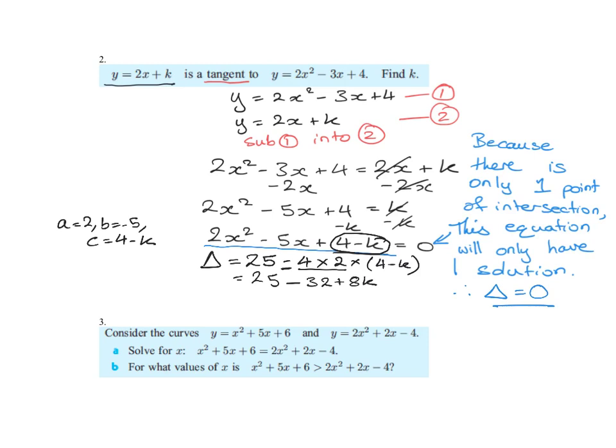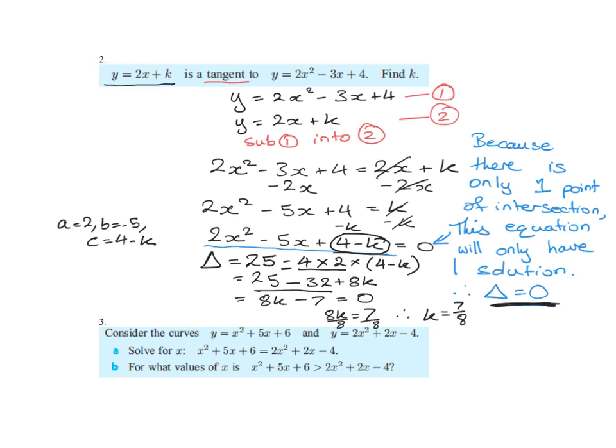So if I simplify these two, I get 8k minus 7. And all of that equals 0 because the discriminant equals 0. So therefore 8k equals 7. Therefore k equals 7 on 8 because you divide both sides by 8.